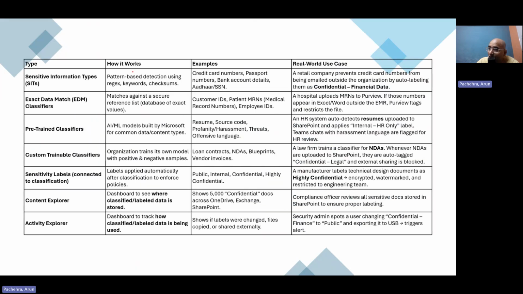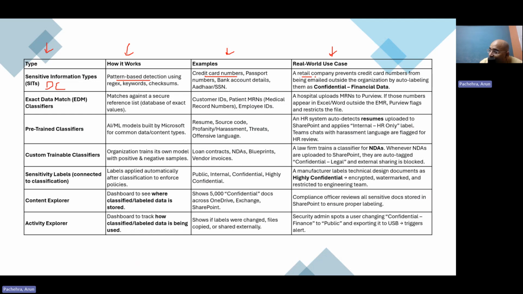Now this is a table format for understanding all the different tools provided by Purview, how they work, the example to understand, and the real-world use case as well. So let's go one by one, it will refresh our memory. Sensitive information type, what was it? If you remember, it was data classification, right? So how it works: it uses pattern-based detection. We gave the example of credit card numbers, passports, and all. So here is the example which will help you understand.